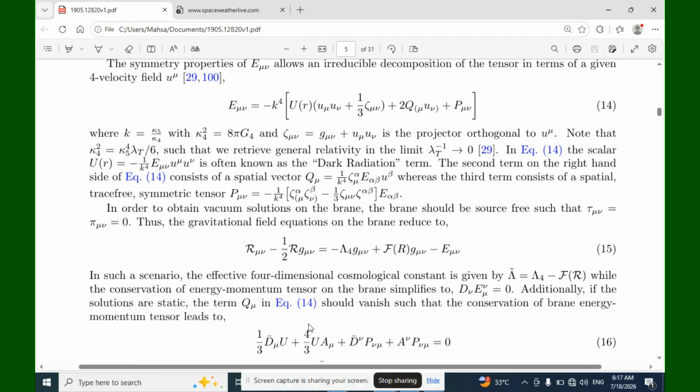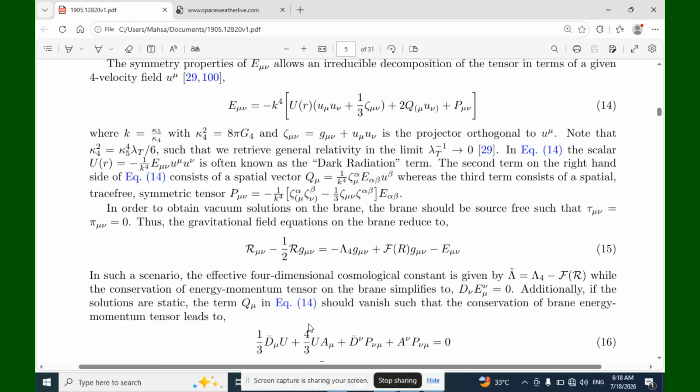In equation 14, the scalar here is equal to minus chi divided minus 1 divided by chi to the power of 4 e micro nu multiplied by u to the power of micro U to the power of nu is often known as the dark radiation term.